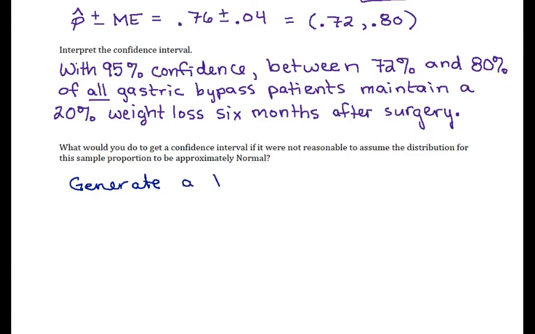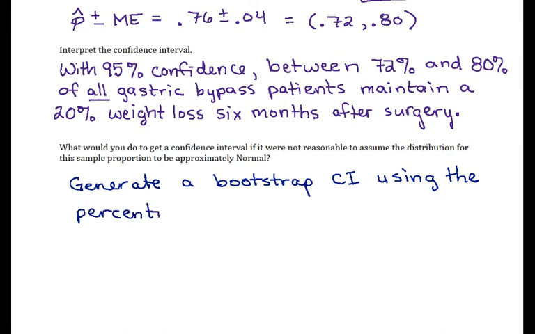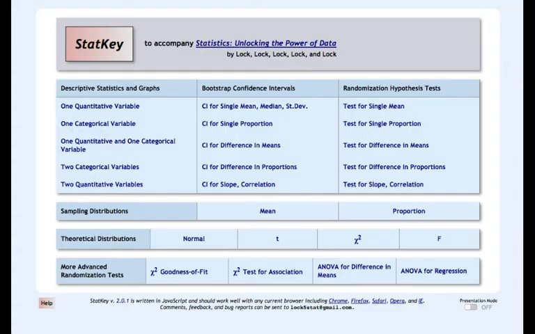So we would generate a bootstrap confidence interval using the percentiles method. That is not reliant on this bell-shaped curve. So this is our fallback method if our distribution theoretic condition does not hold. Just a real quick reminder of how that works.